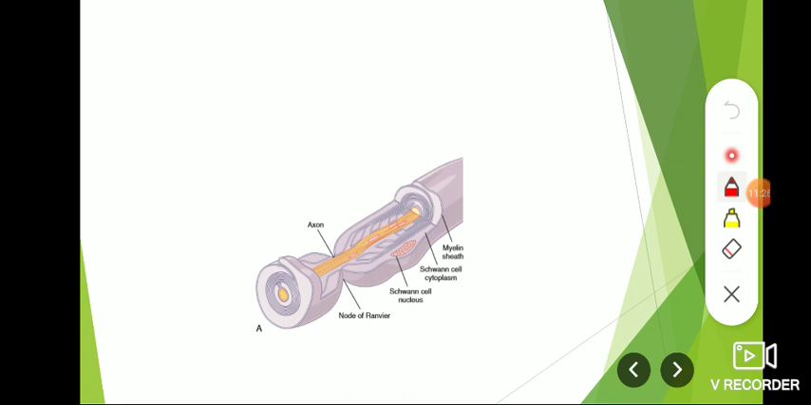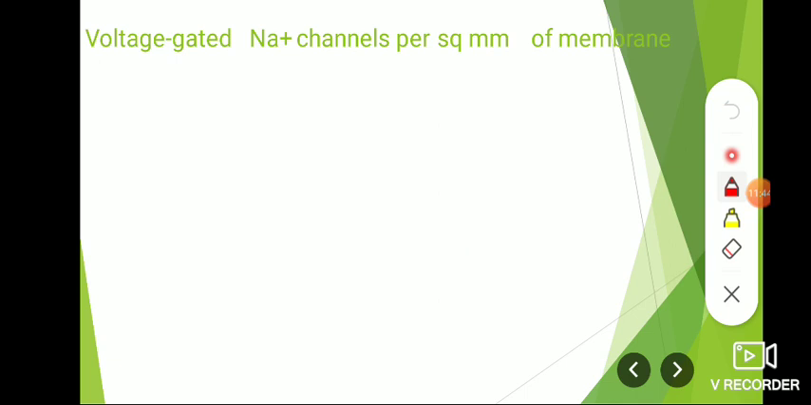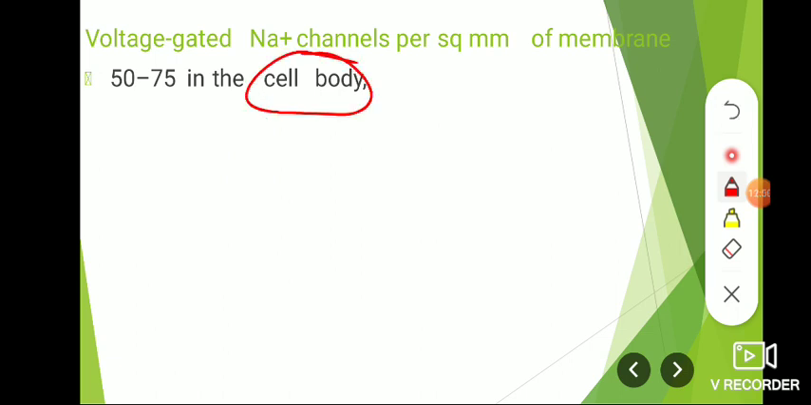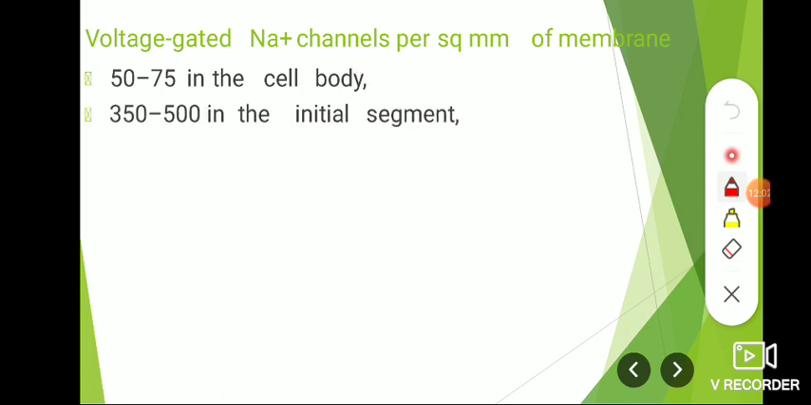We'll see. Basically, if you just recall the action potential, how the current passes or depolarizes, it is nothing but voltage gated sodium and potassium channels across the cell membrane. So basically, the distribution of voltage gated sodium channels across the nerve membrane makes the difference in the conduction. Only 50 to 75 voltage gated channels are there on the cell bodies. Okay, so that's why only production will take place here.